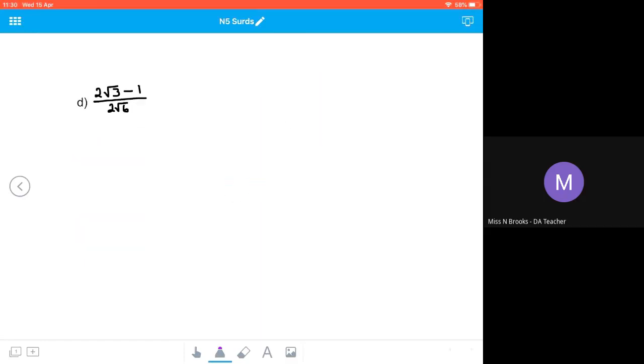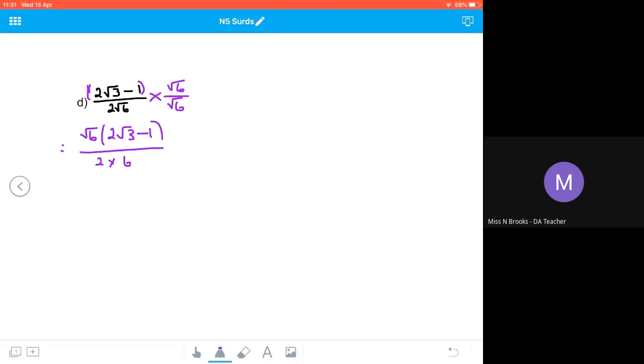My final example is looking at working with brackets again. I've got 2 root 3 take away 1, divided by 2 root 6. Remember that 2 root 3 take away 1 is in a bracket, because that divide by a line means there are brackets around the top and brackets around the bottom. So I'm going to multiply by root 6 over root 6. I get root 6 brackets 2 root 3 take away 1, all divided by 2 times 6.